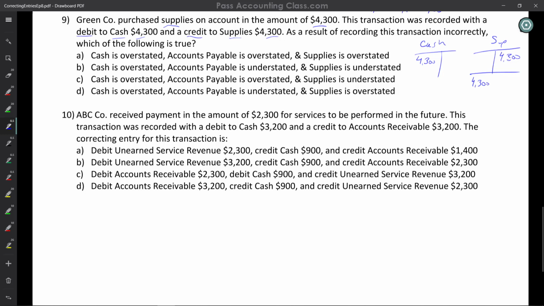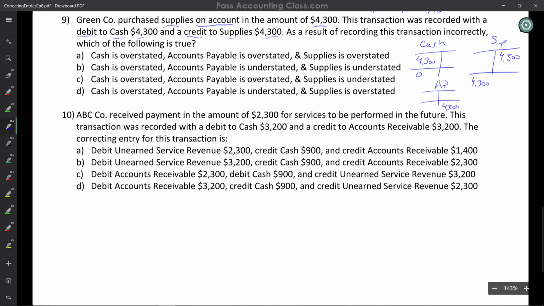Cash had nothing to do with this transaction because it's on account. So that means that my cash really should be 0. And then I've got accounts payable because it says that we purchased supplies on account. So accounts payable, we didn't record anything for accounts payable, but the ending balance should be a credit balance of $4,300.